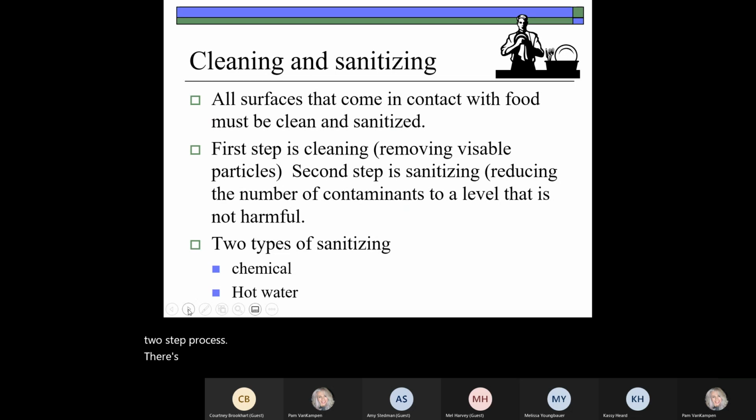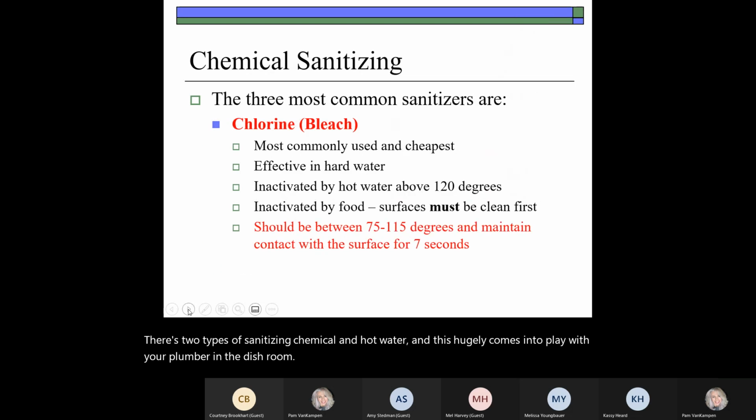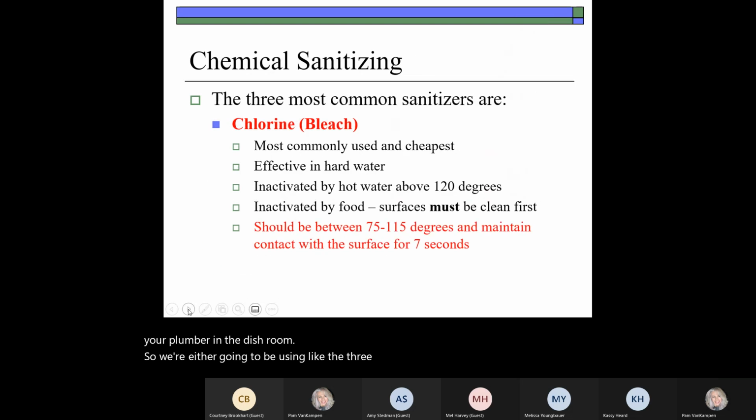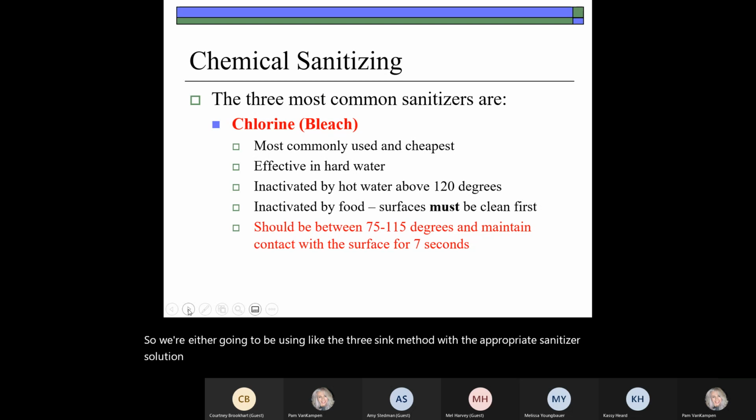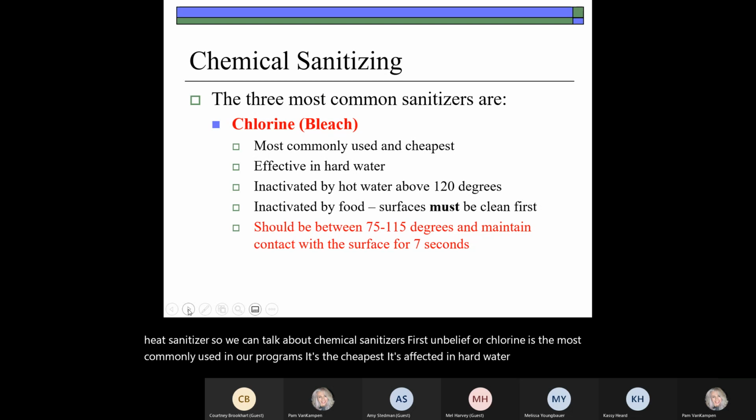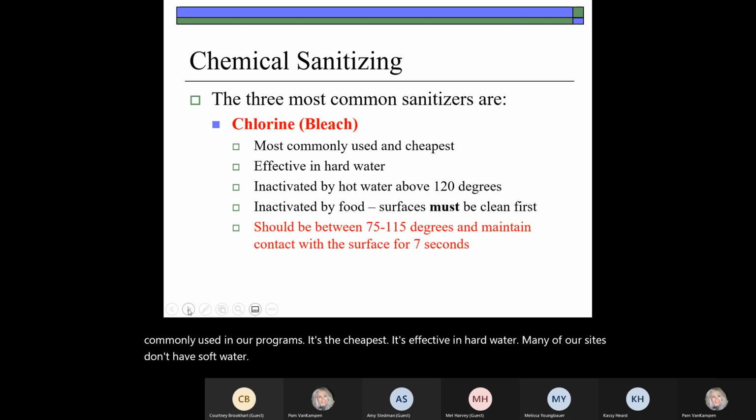There are two types of sanitizing, chemical and hot water, and this usually comes into play when we're in the dish room. So we're either going to be using the 3-sink method with the appropriate sanitizer solution, and/or we're going to be using a dish machine that either uses chemical sanitizer or heat sanitizer. So we're going to talk about chemical sanitizers first. Bleach or chlorine is the most commonly used in our programs. It's the cheapest. It's effective in hard water. Many of our sites don't have soft water. This is important to keep in mind.